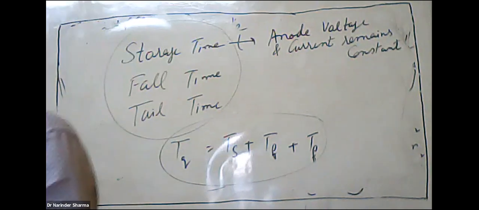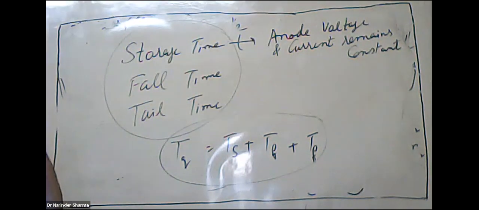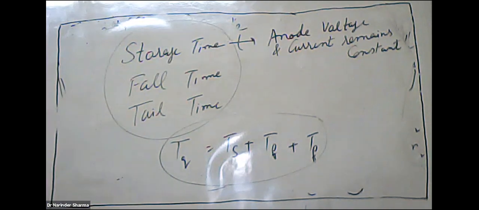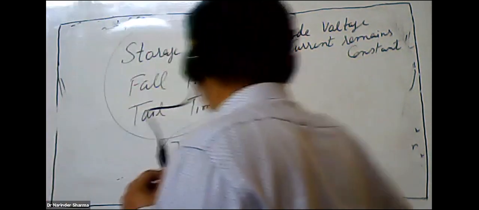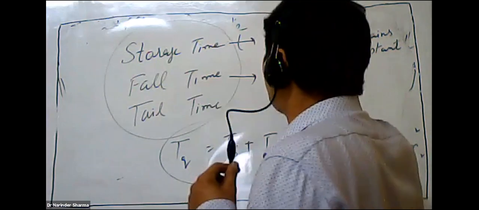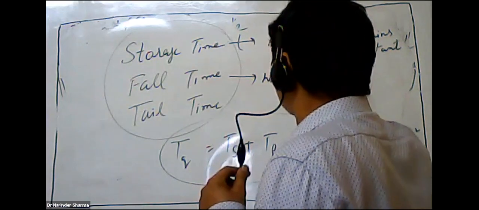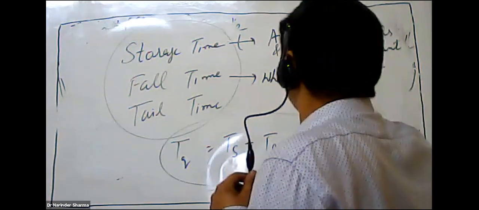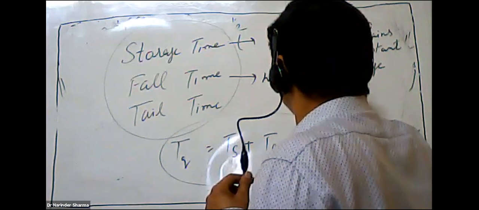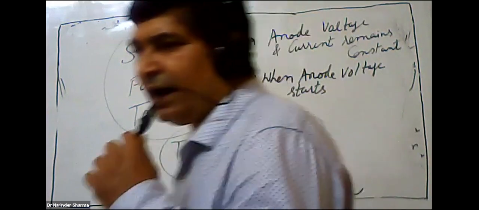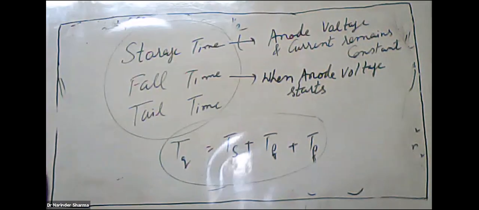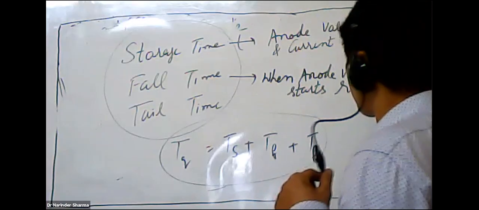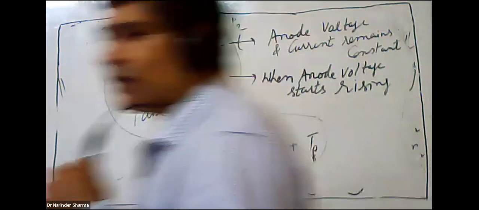As far as the fall time is concerned, the current begins to fall rapidly and the anode voltage starts rising. So when the anode voltage starts rising, that would be the fall time.